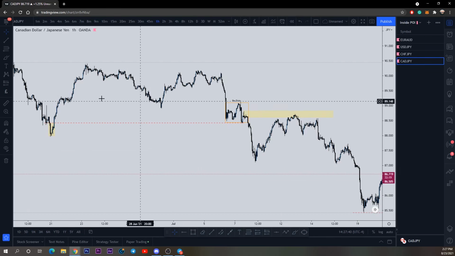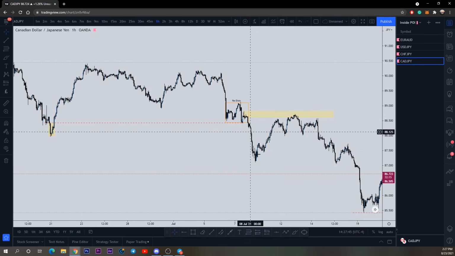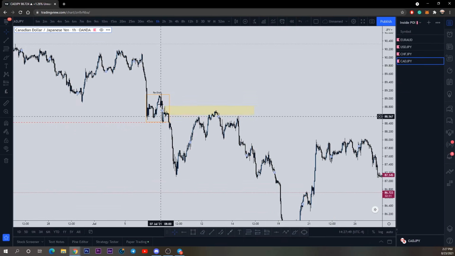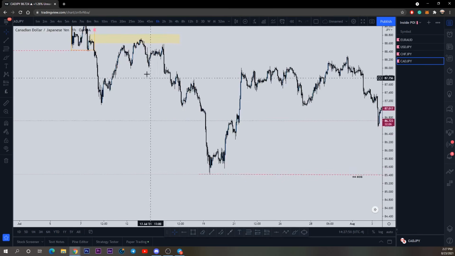Basically, what that means is the buyers here could not hold the market any longer, and the sellers overcame and took them over. So once the market goes down and then goes back up, it's going to react off of that area, the new supply area that's made, and continue the market to the downside.